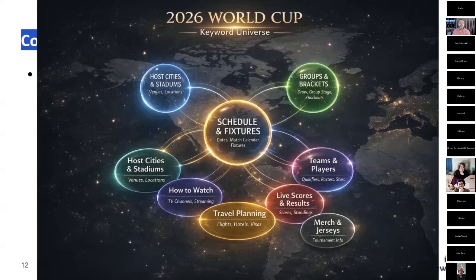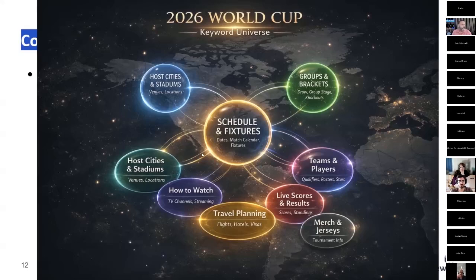times. A lot of people are going to be searching for the cities, the host cities and the stadiums. A lot of people are searching for the results and the groups and the brackets and the standings, and so on. So you can see there is a huge group searching for how to watch, the TV channels, the streaming, and so on. This is very important to understand the total focus of all the keywords all at once.